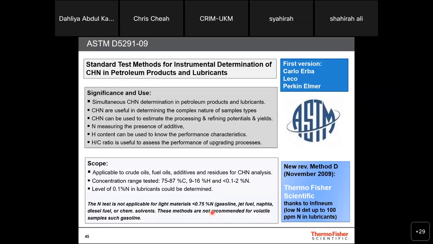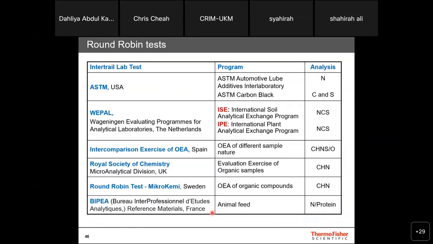So I'll just skip this. This is the ASTM method on determination of CHN. Okay.